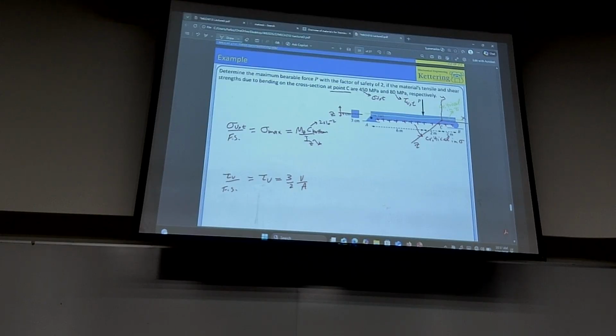Rectangular, I for a rectangle, about Z. 4 times 10 to the negative 2, and then it starts with something else. The coefficient. Oh yeah, 1/12. So 1/12, and then the area: 4 times 10 to the negative 2 times 3 times 10 to the negative 2. That's right.